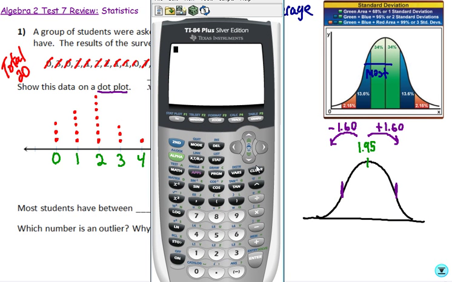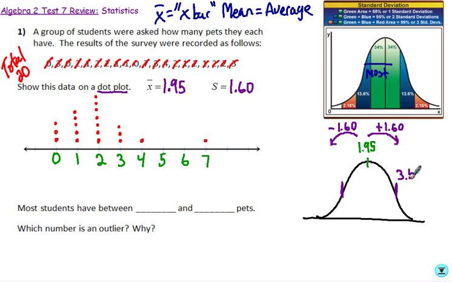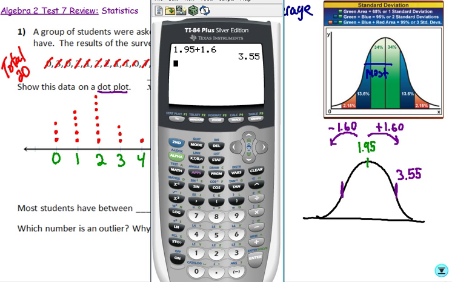So what I could do is I could just clear that out. So let's do 1.95 plus 1.6, and I get 3.55. And I do the same thing, but this time I subtract, because I'm trying to figure out what it would look like on the left side. So 1.95 minus 1.6, and I get 0.35.